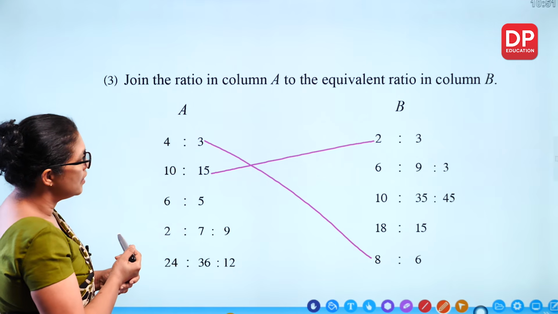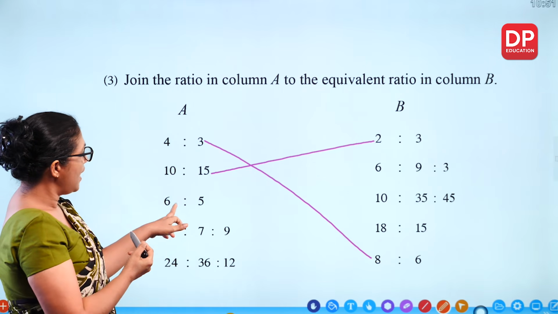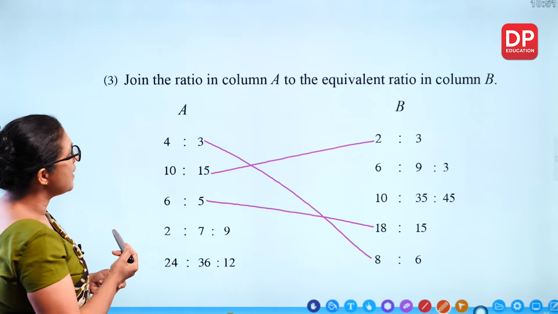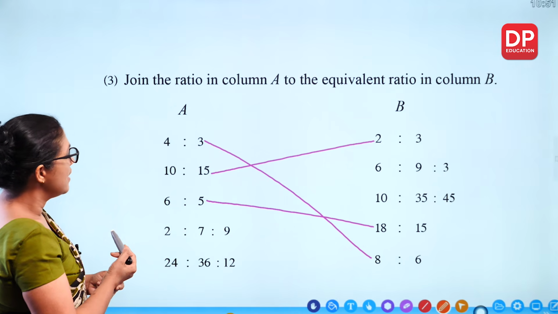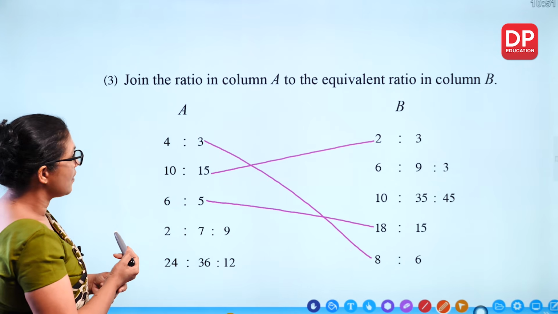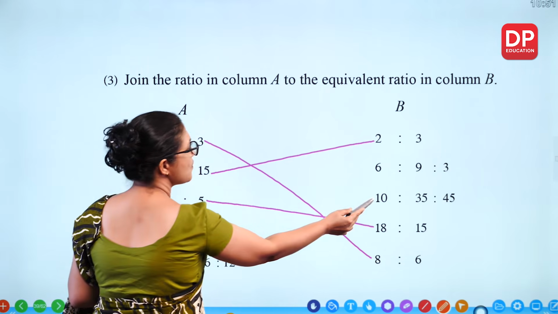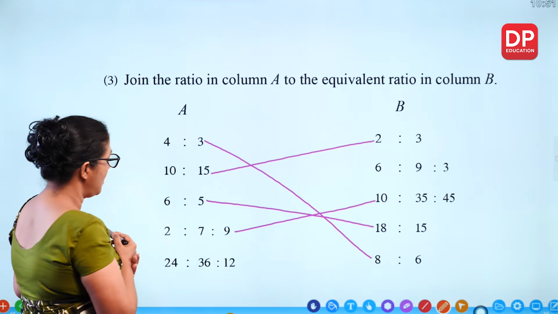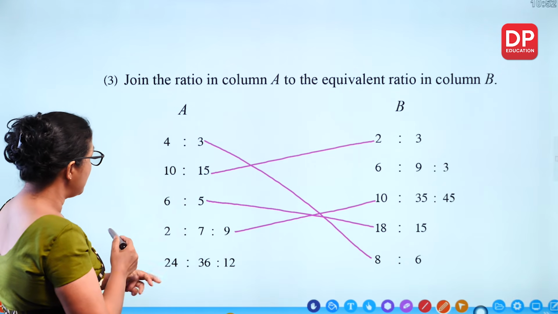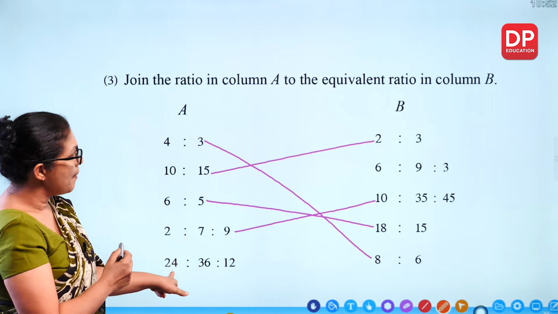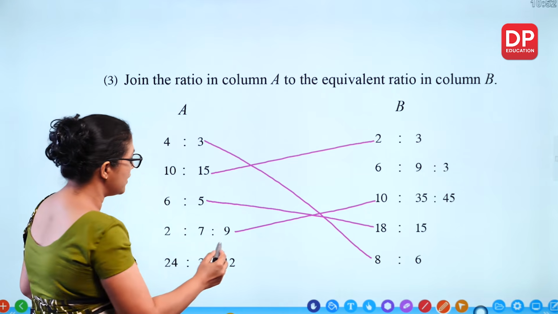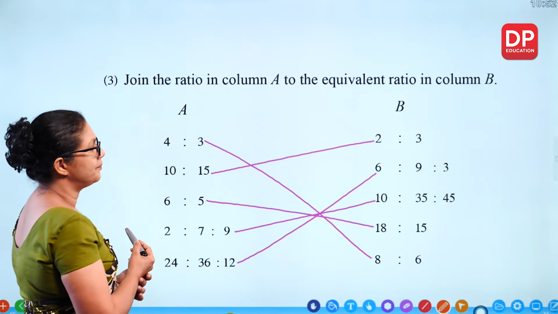6 to 5, you can multiply by 3: 18 to 15. 2 to 7 to 9, multiplied by what? Here, look at this one, 10 here. So multiply by 5, you are getting this. And divide by 4. You get 9 here, divide by 4, 3. So that's this value.